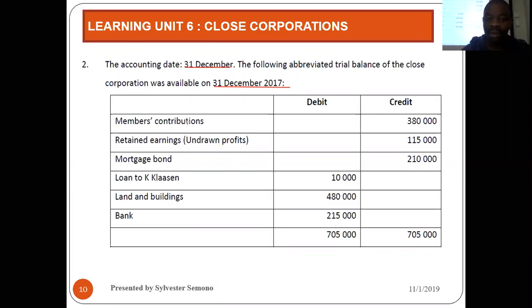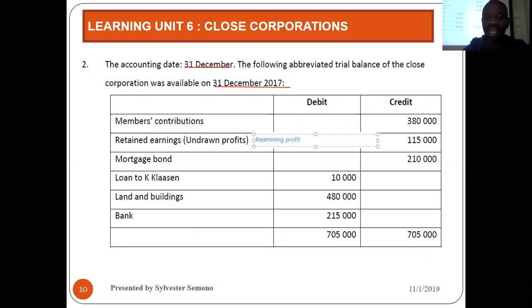They gave us members' contribution. Remember I said it's the same as capital. It's just that under close cooperation, we call it members' contribution. If I may ask you, what is retained earnings? What is retained earnings? The profit that is remaining. This is the remaining profit in a nutshell. So it means it's the profit that we retained in the business. We call it remaining profit.